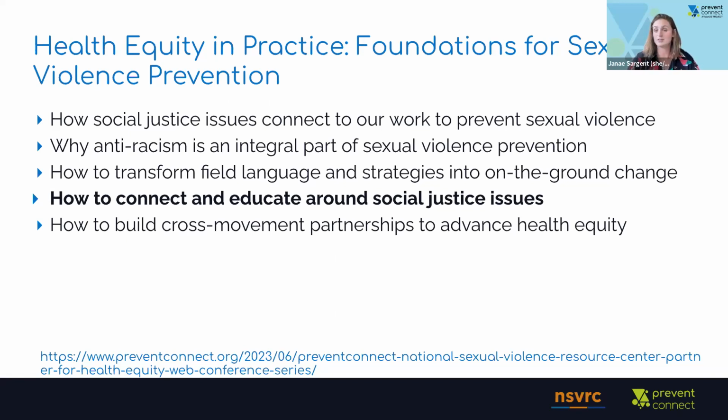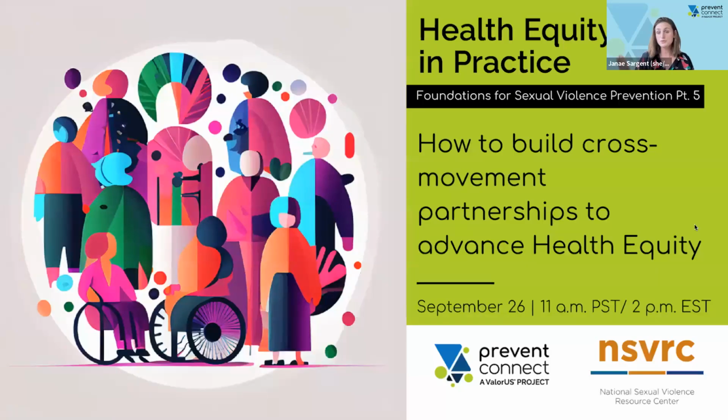Today, we're really talking about taking that knowledge and then putting it out, connecting with our communities and educating around social justice issues. And next week, in the culmination, we're having a conversation about how to build cross-movement partnerships to advance health equity. You can register for that session now. It's 1 week from today. Registration is free at preventconnect.org. We're really excited to be joined by the Wyoming Coalition to talk about their youth summit with the Wind River Reservation. So I really highly recommend that one.